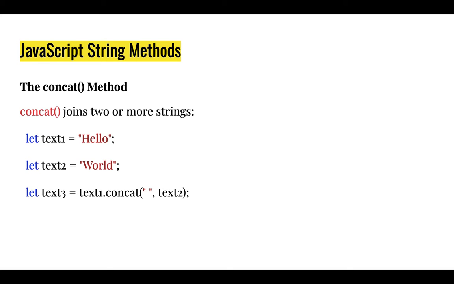The concat method joins two or more strings. Let's say you have a string hello and then you have another string world. If you want to join these two together, you can just use the concat method directly to join them.